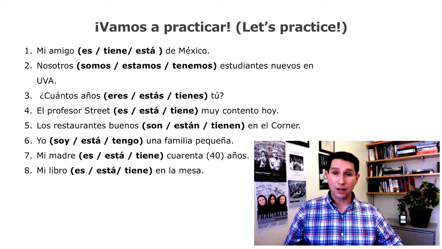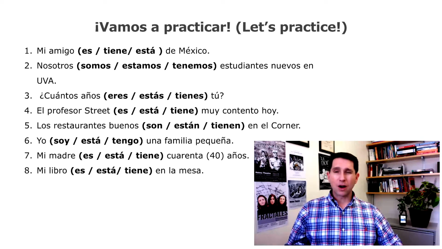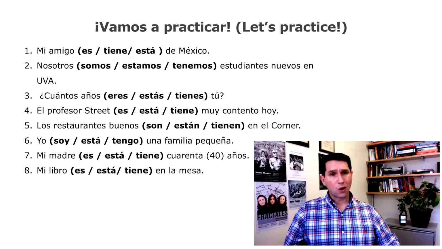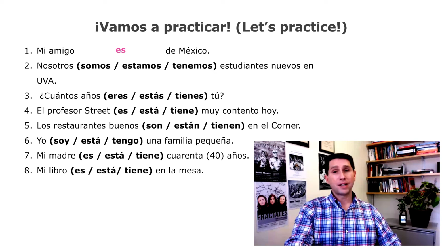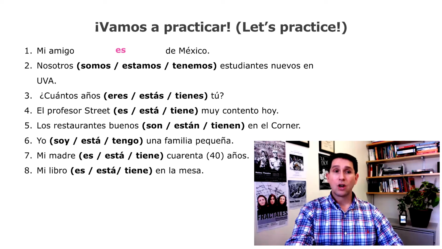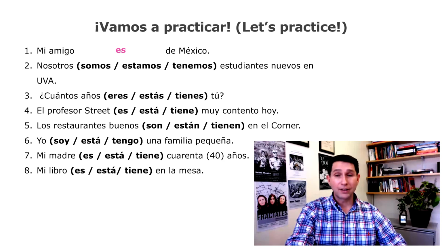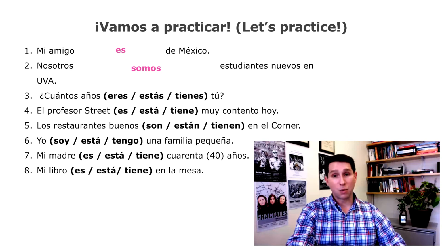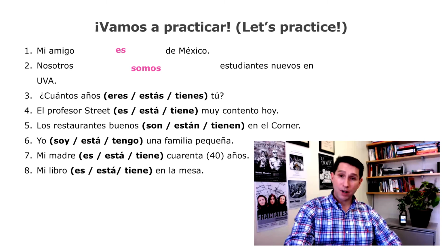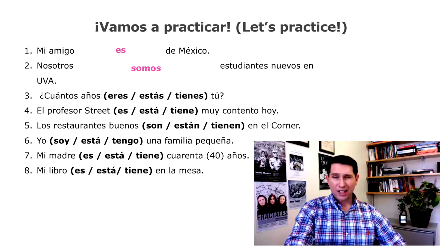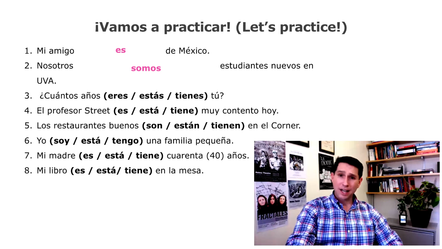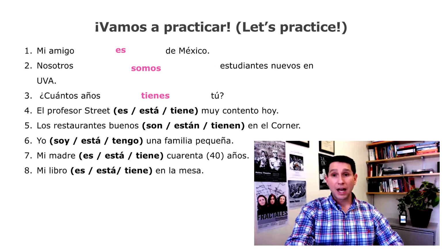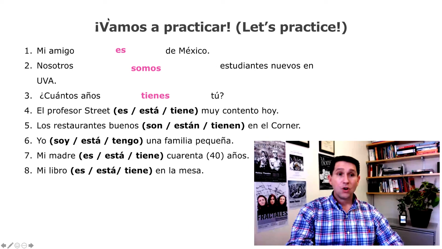Vamos a practicar. Número 1. Mi amigo está de México. Mi amigo es de México. Número 2. Nosotros somos, estamos o tenemos estudiantes nuevos en UVA. Nosotros somos estudiantes nuevos en UVA. Número 3. ¿Cuántos años eres, estás o tienes tú? ¿Cuántos años tienes tú?